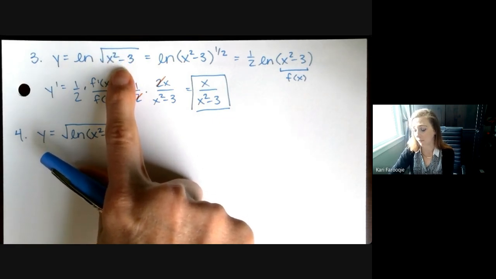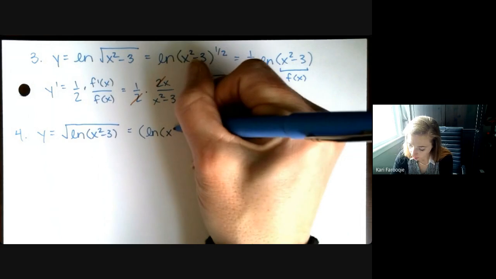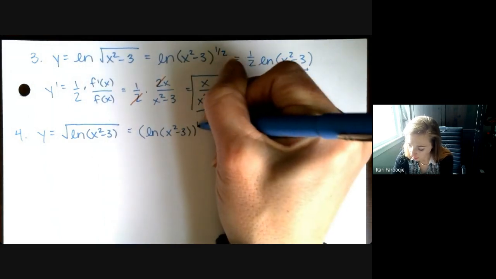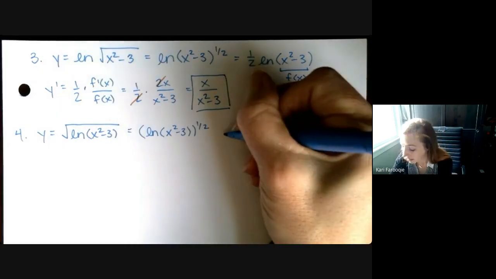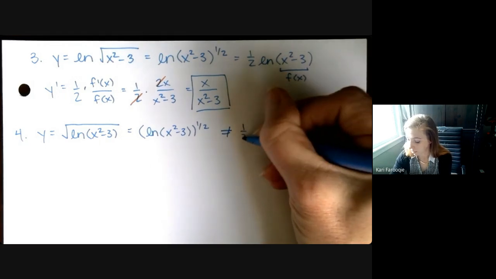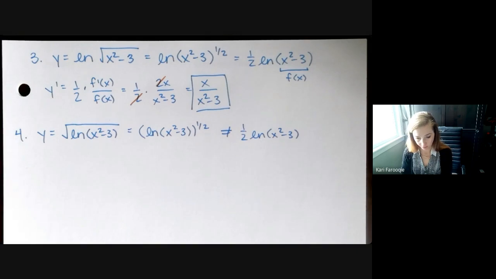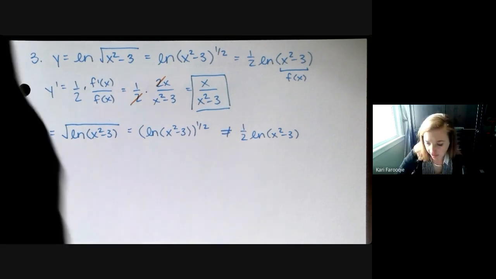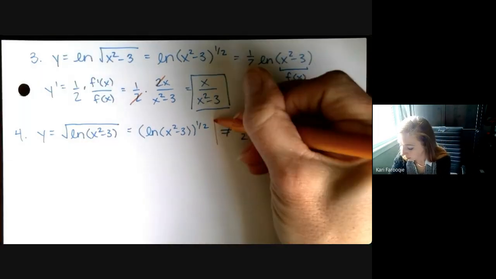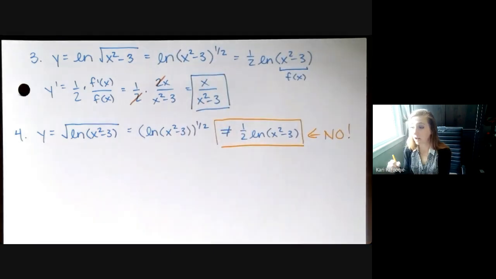That's a big difference. We can still rewrite this by taking it to the 1/2 power, but now the natural log itself is being taken to the 1/2 power. Now, you cannot use the power rule here. This is a big no. I don't know where my red pen is, where I like yell about things and say no. You cannot use the power rule like this.